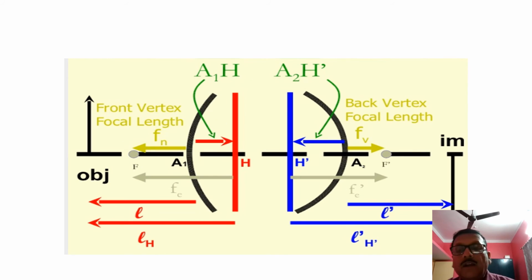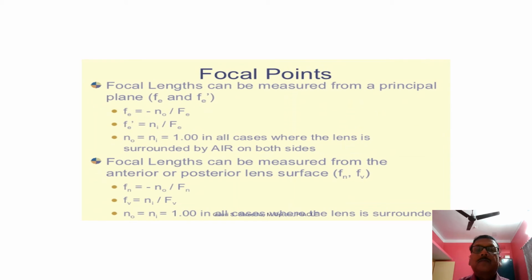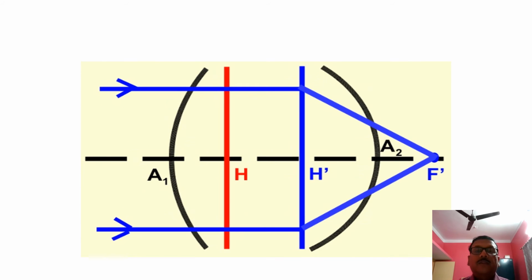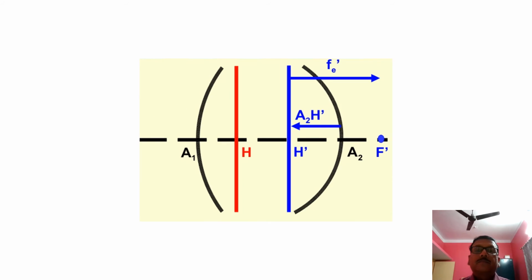Here the figure makes clear the formation of the image. Focal length can be measured from a principal plane, and focal length can be measured from the anterior and posterior lens surface. Here is the figure. Again, we can consider the principal planes with the help of this figure.